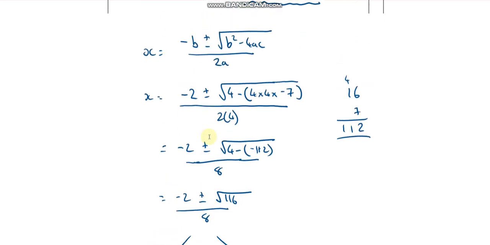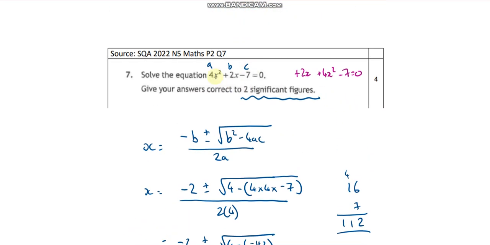Okay, so I think the substitution bit should be quite straightforward. You're given this equation, so the substitution you should get to here. And you should know to use this because you should be thinking, well, I can't solve this to two significant figures by traditional means. So it has to be this formula. So know when to use it. There's a clue there. We should know how to substitute.